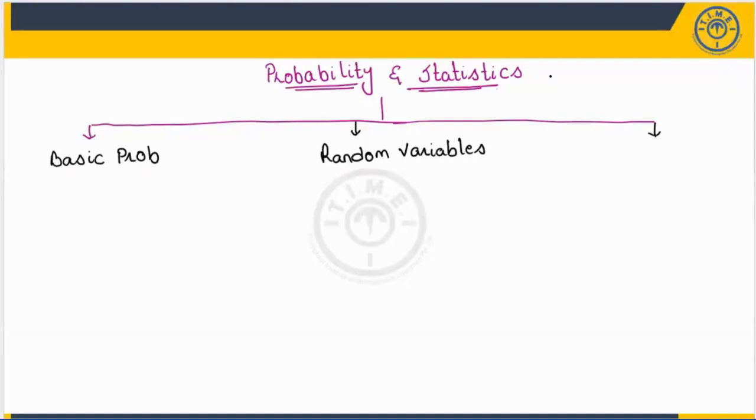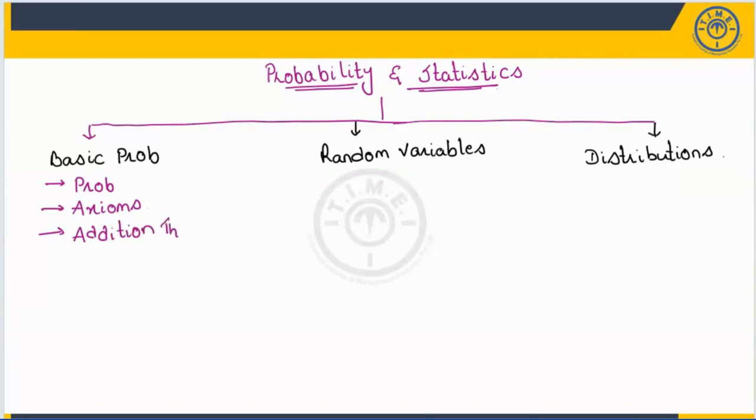And the third chapter is on distributions. Now, in basic probability, we are having what do you mean by the probability? And we are having some axioms on probability. And we'll be learning about addition theorem. And we'll be learning about conditional probability.